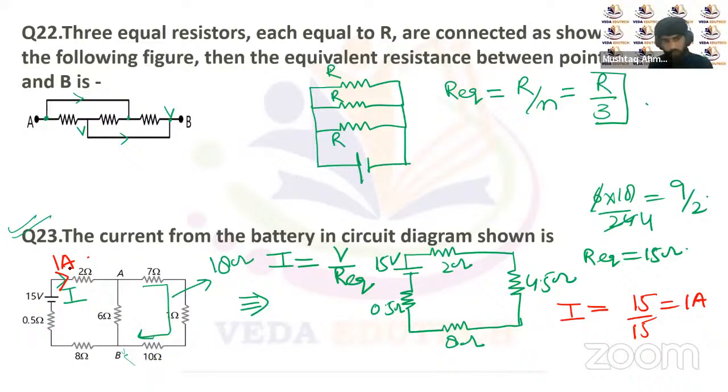So that's it for today. If we had to calculate the potential drops across different resistors, if 1 ampere is the current flowing, then 2 volt potential difference will be across it, and 0.5 volt potential difference will be across this, and 8 volt potential difference will be across this, and the rest of the potential difference will be across the 6 ohm.